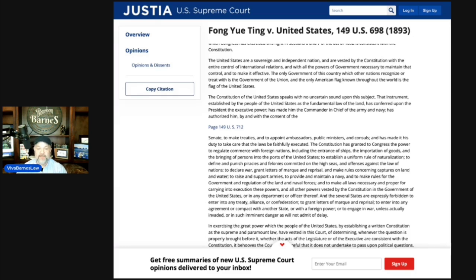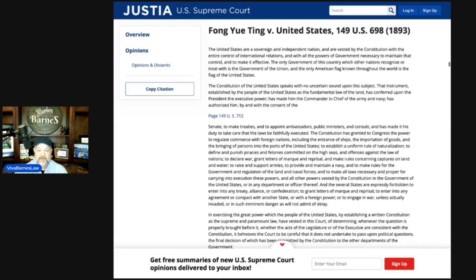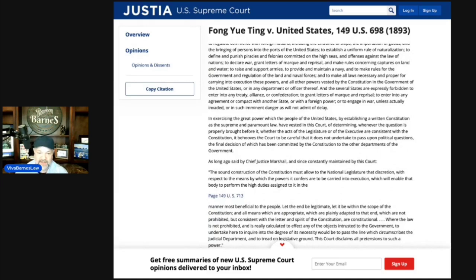The Constitution of the United States speaks with no uncertain sound upon this subject. The Constitution, established by the people of the United States as the fundamental law of the land, conferred upon the president the executive power, has made the president the commander in chief, has authorized the president to make treaties and appoint ambassadors, and has made it the duty of the president to take care that laws be faithfully executed. The Constitution has granted to Congress the power to regulate commerce, the entrance of ships, the importation of goods, the bringing of persons in, the uniform rule of naturalization, and so forth. And it's from these aggregate specific delegations that Congress and the president have exclusive control, as the Constitution nowhere gives to the courts any role in immigration unless Congress has specifically chosen to involve them in that capacity, especially for those that do not have any legally vested right to be here in the United States.